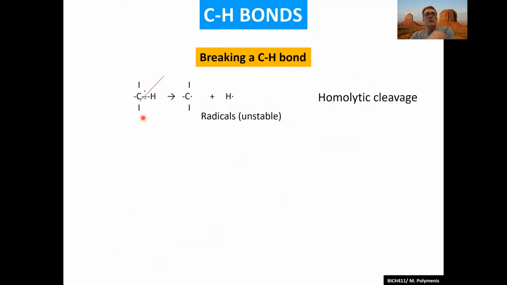Whenever you break a carbon-hydrogen bond, in principle, there are 3 ways that you can do this. You can split the electrons down the middle, and you get what is called homolytic cleavage. So both the carbon and the proton each get 1 electron. But those are radicals and they're very unstable. And in living systems, it's not a good idea to generate radicals.